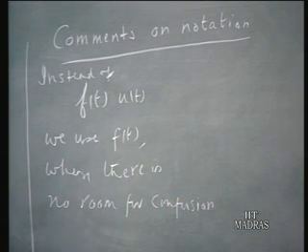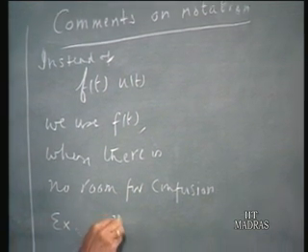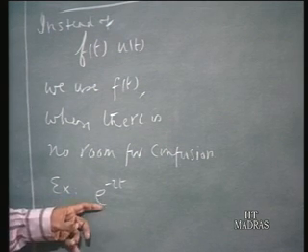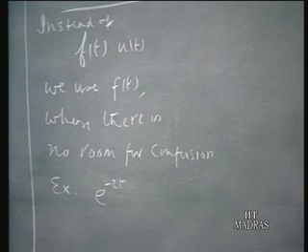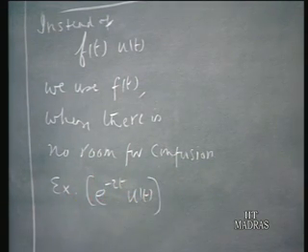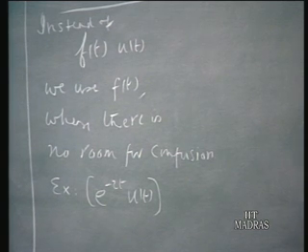In other words, for example, suppose e to the power of minus 2t is f of t, but we can't find the Laplace transform of such a function. We have to find the Laplace transform of e to the power of minus 2t times u of t. So when you have 1 over s plus 2, the inverse Laplace transform of that is e to the power of minus 2t u of t.